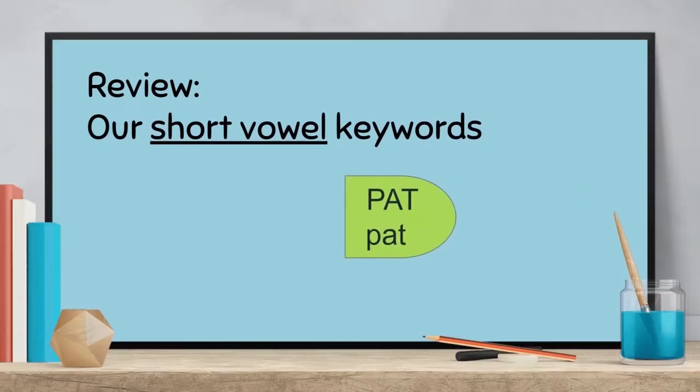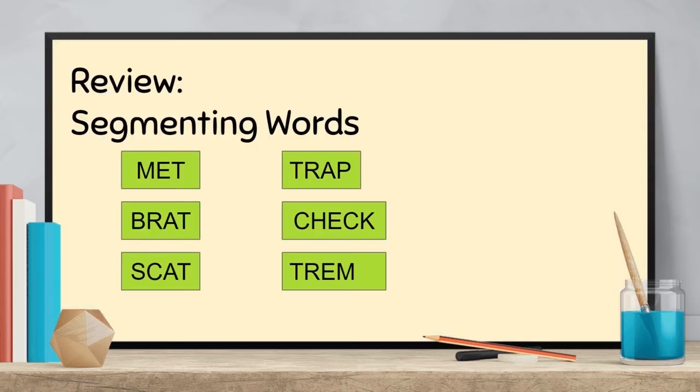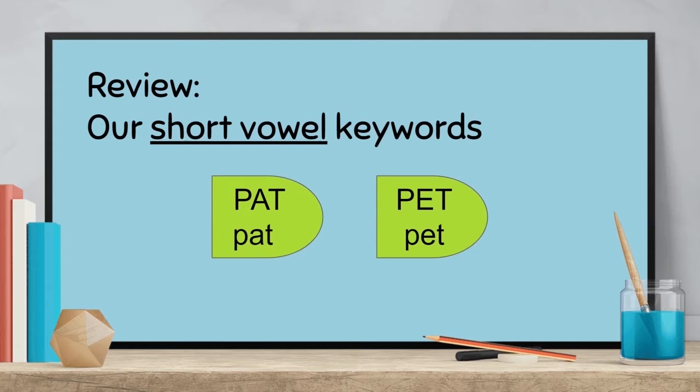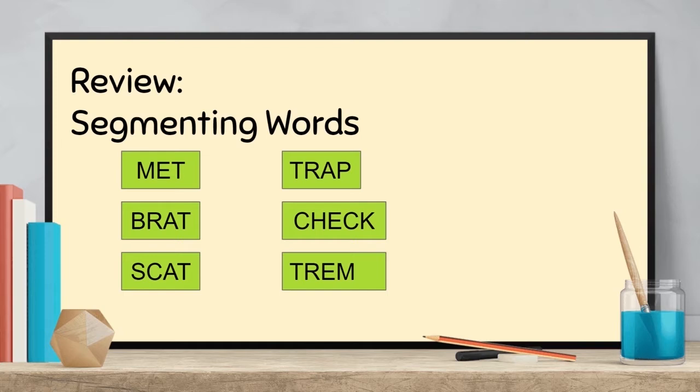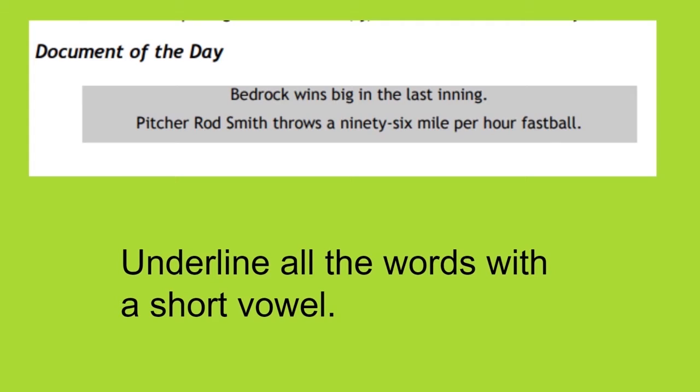All right, so just as a review, when we are thinking about the CVC syllables, we want to have keywords to have our vowel sounds. So our keywords are pat or pet. And of course, you can make up your own words as long as they have the short vowel sounds. All right, and we'll go through this real quick, but we had some of these words before, and they are all CVC syllables with a short vowel sound. Can you read them all? They are met, brat, scat, trap, check, and trem, right? And so that's what we're going to work on today.